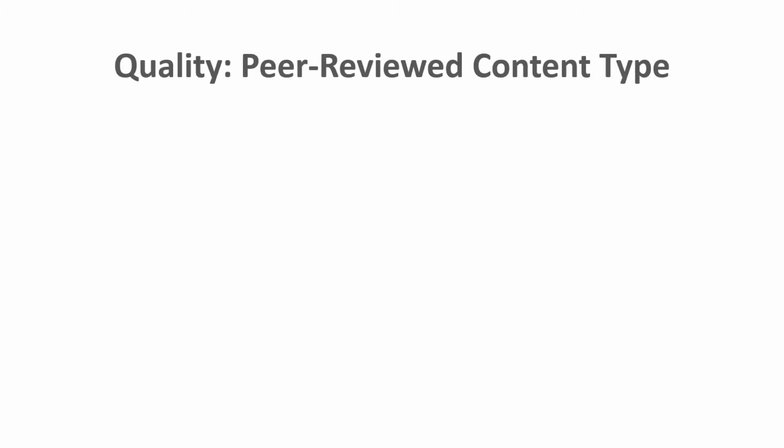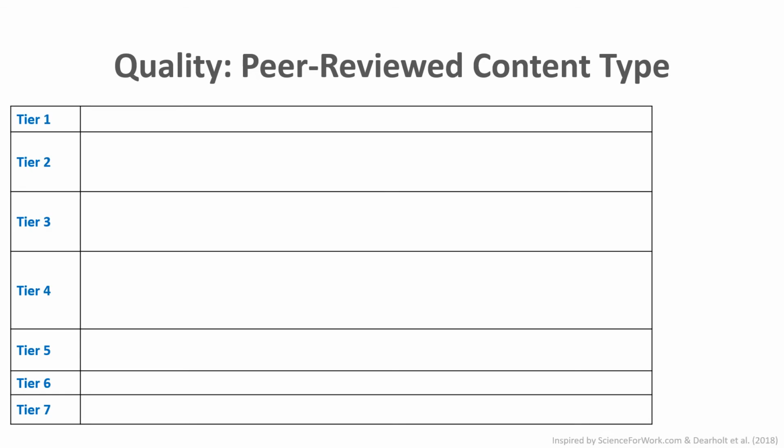So let's now talk about a different quality indicator, which is the peer-reviewed content type. This is diving within that category of peer-reviewed content and sources, so again, talking about scholarly or research journals and the articles that they publish, as well as refereed practitioner journals. Okay, so what I'm about to show you is really an adaptation of various tier systems that I've seen, one by scienceforwork.com, another one by Deerholt and colleagues from 2018.